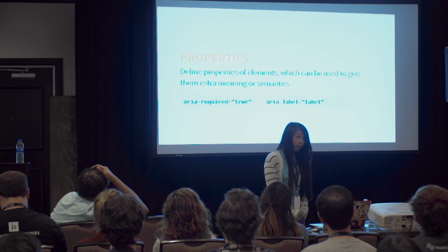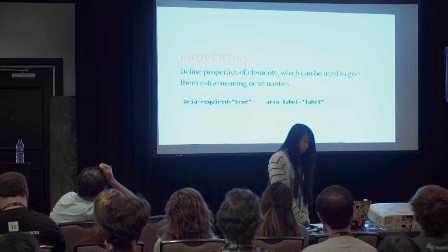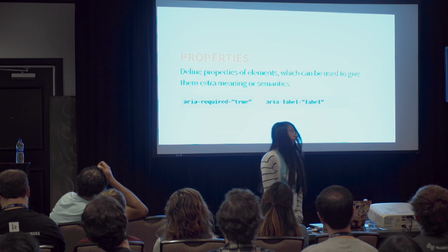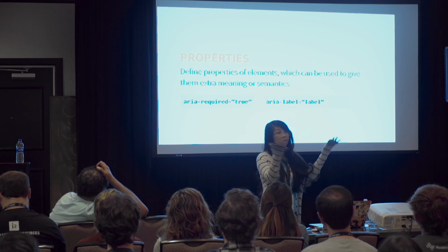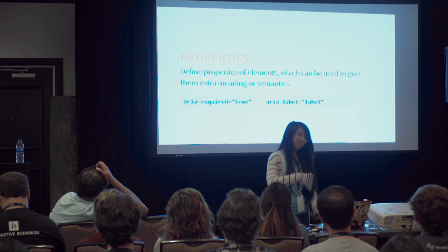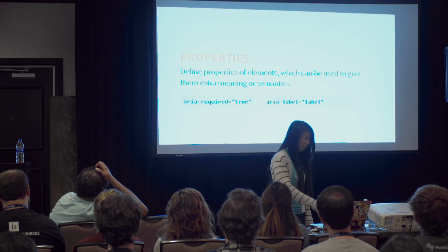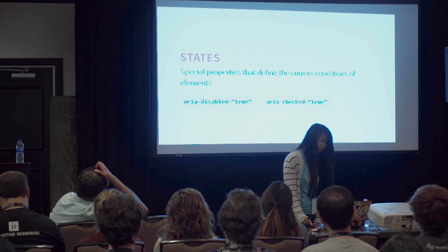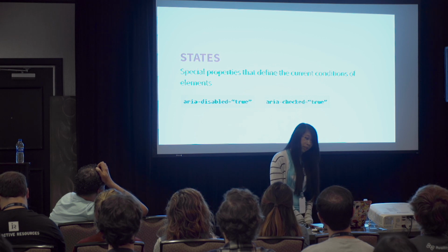Properties define properties of elements which can be used to give them extra meaning or semantics. The most common one is ARIA labels. So people use that to make their divs have certain labels in. So sometimes you see people put ARIA label everywhere. States, and that's what we saw with the checkbox. They define the current conditions of the element.